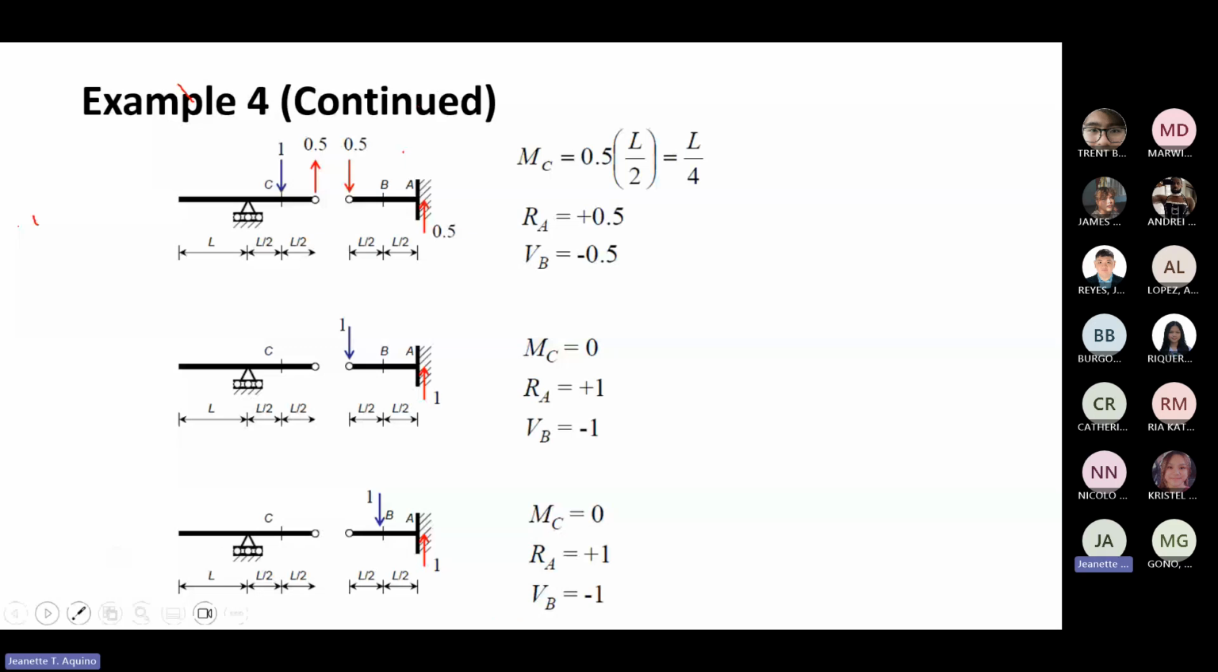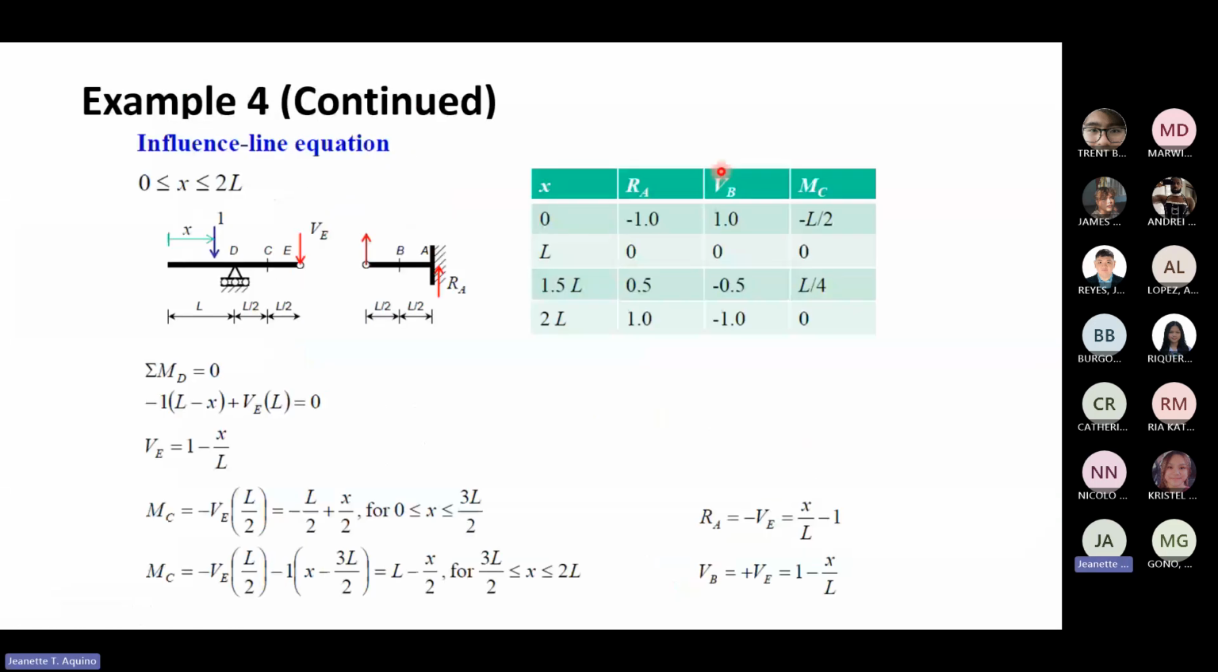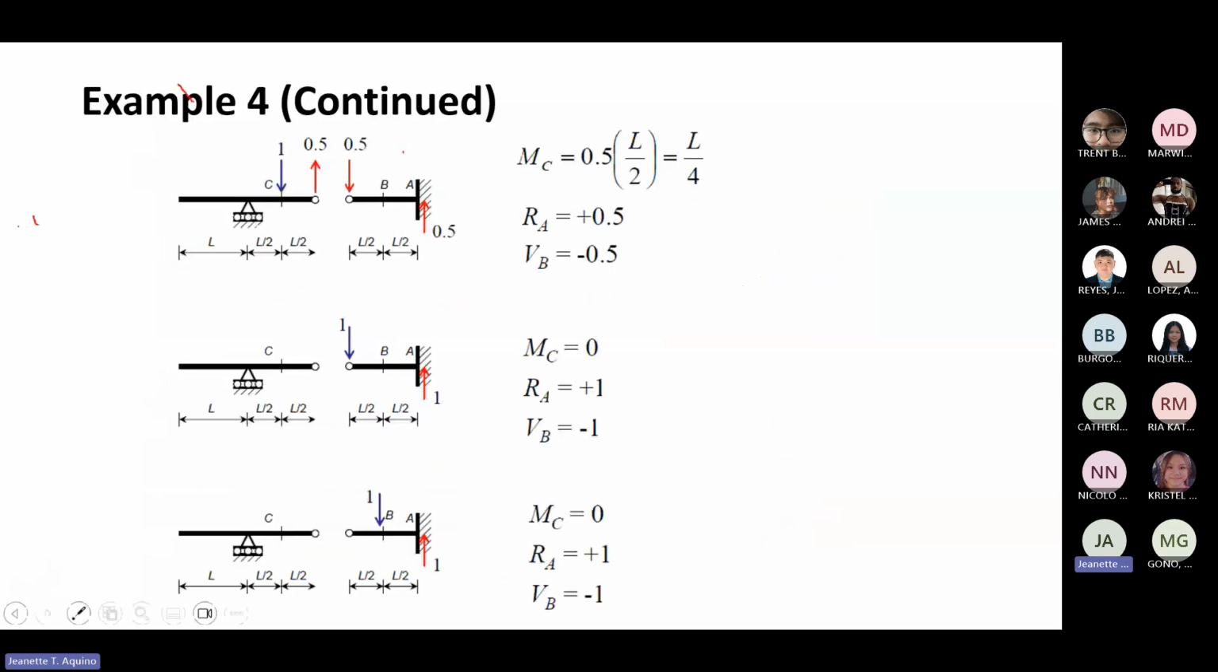So we can now construct our table here. Wait, I'll bring it there. Oh my God, yes, see.